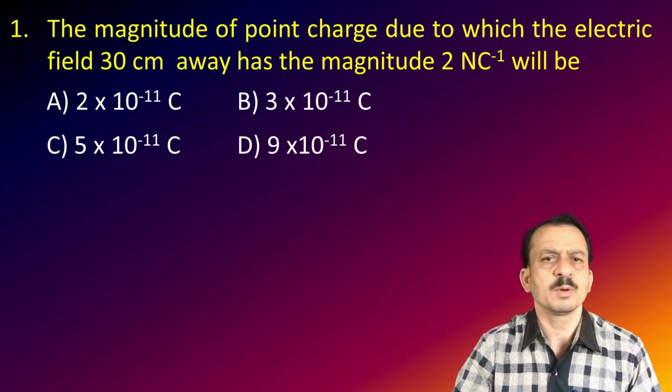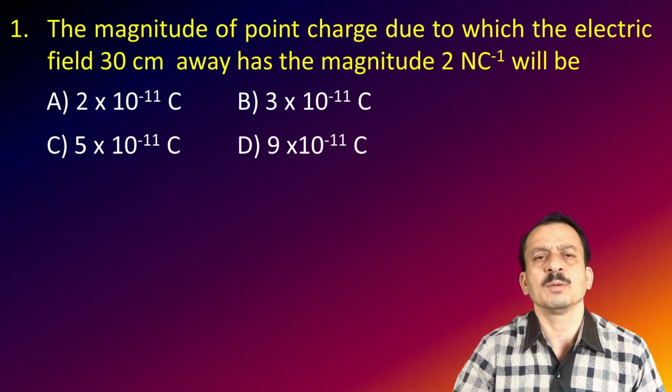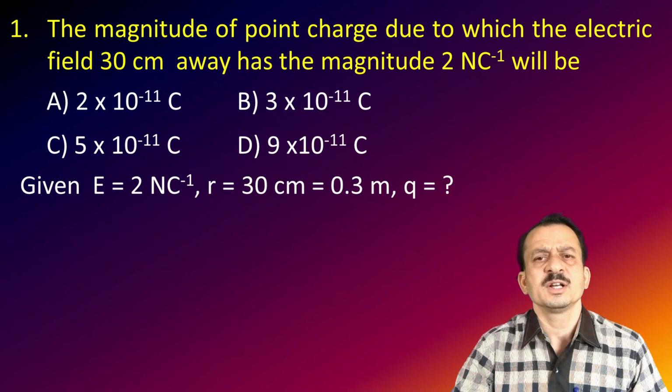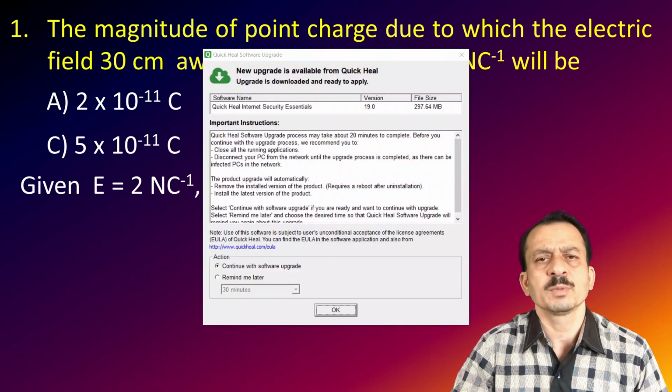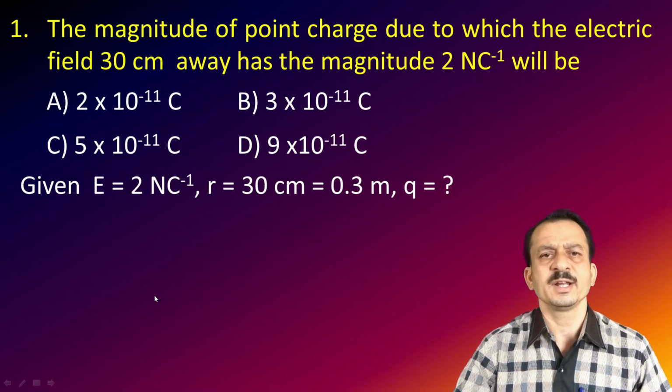Now it is a very simple problem. Here they have given a point charge at a distance of 30 centimeter. The electric field is given, that is 2 Newton per Coulomb. We have to find what is the magnitude of the charge. Now given is electric field 2 Newton per Coulomb and distance R is 30 centimeter. If you convert it into meter, it is 0.3 meter. You have to find the magnitude of the charge Q.